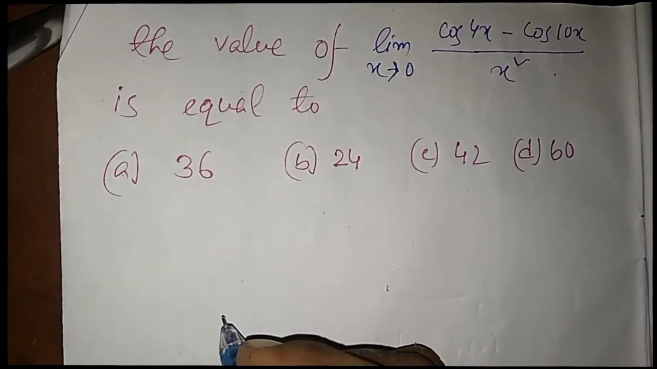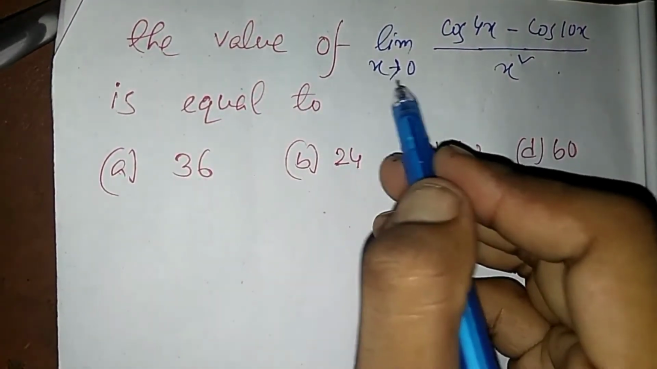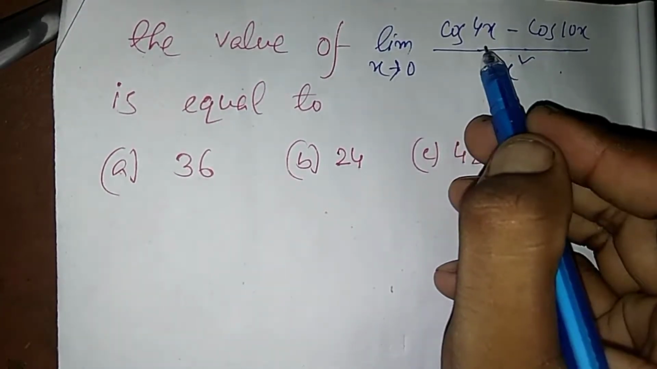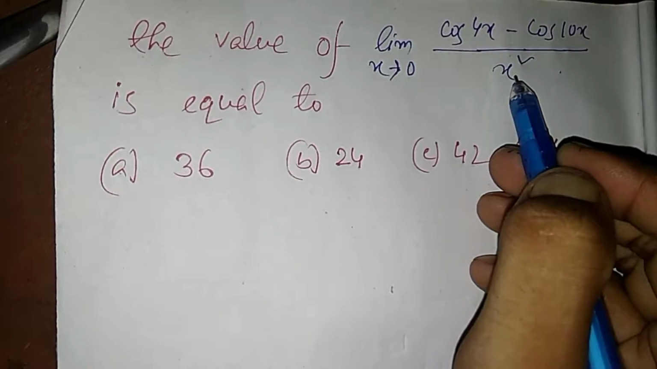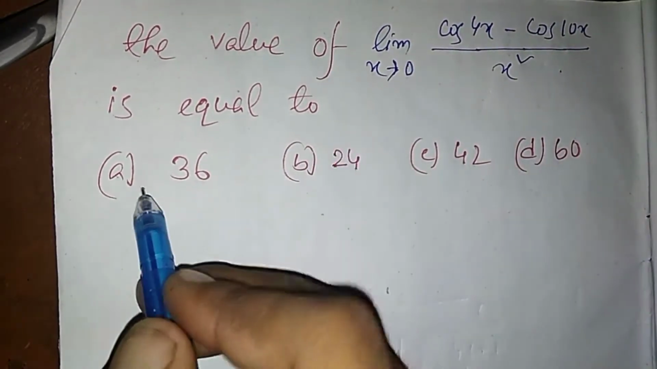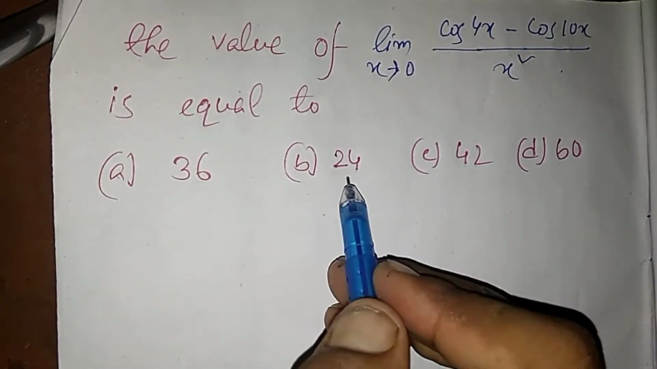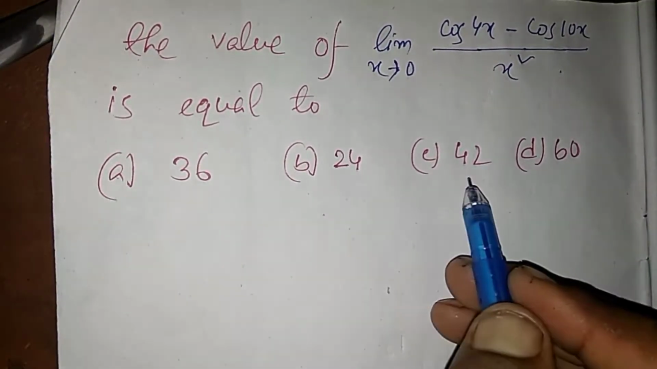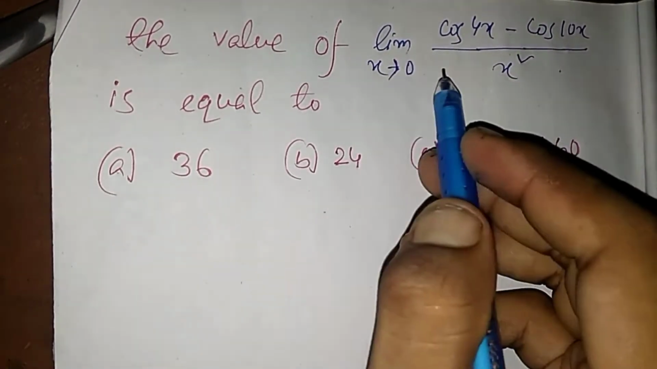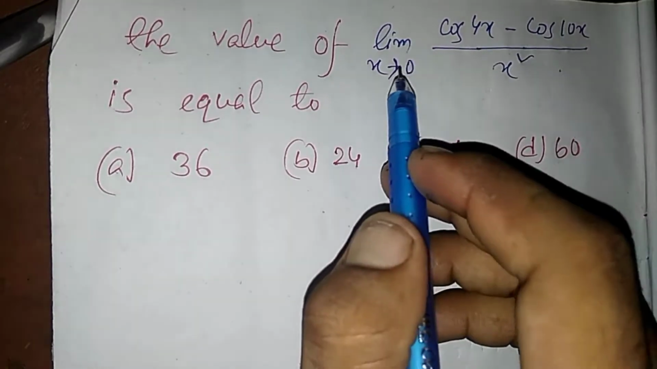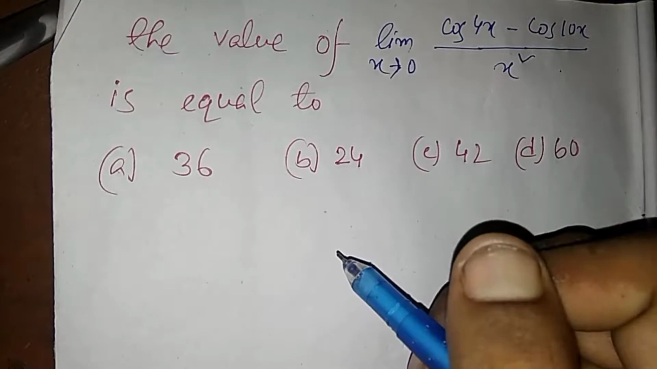Friends, now I am going to solve a problem: the value of the limit as x tends to 0 of (cos 4x minus cos 10x) upon x squared is equal to, and the options are A is 36, option B is 24, option C is 42, or option D is 16. This problem is very important for WBJEE, JEE Main, or JEE Advanced.